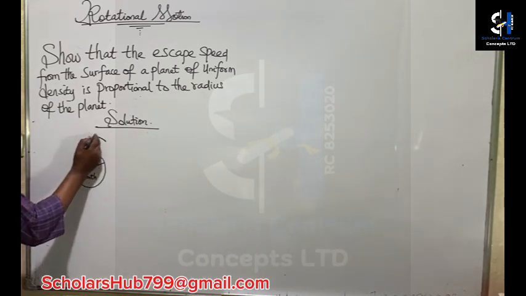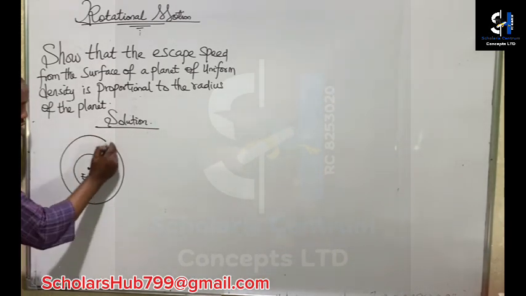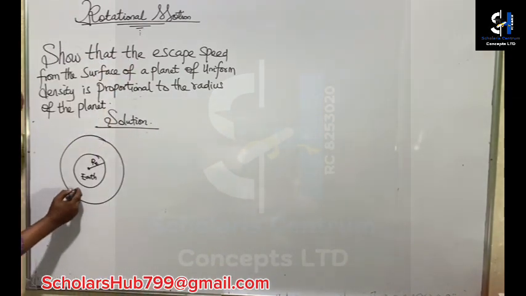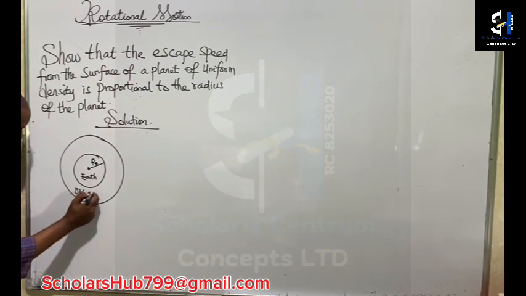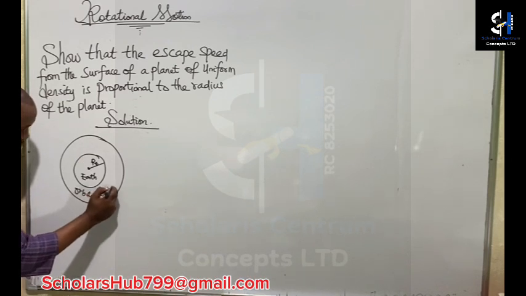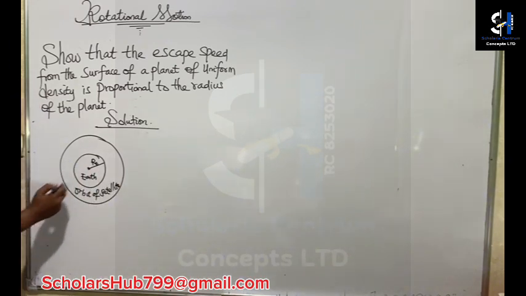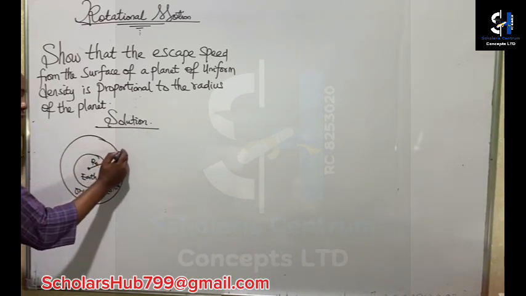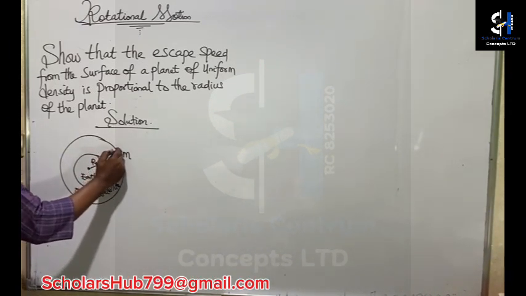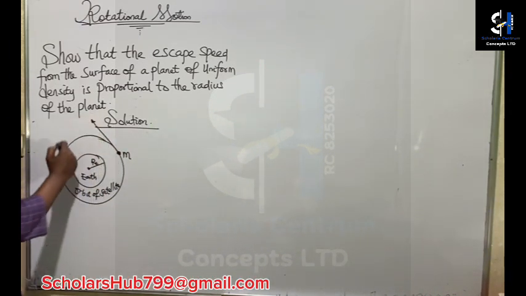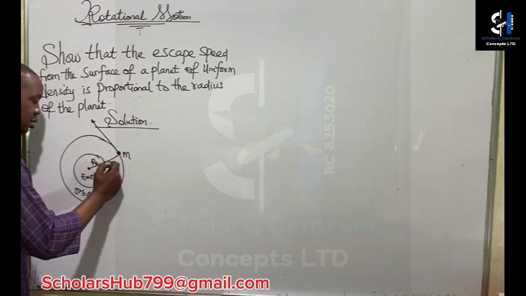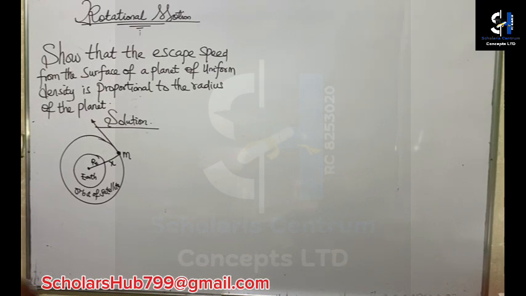Now, let's say we have a satellite revolving around the Earth. So we have the orbit of the satellite. Let's say this is the satellite, and I'll use this dot, and then we have the mass. It is revolving around the Earth. Let me extend this, and let's use X to represent this.